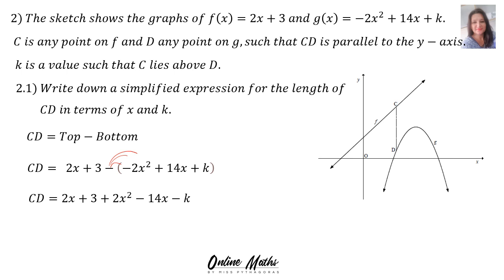14x minus k. And then I'm going to add my like terms. 2x and minus 14x is negative 12x, and I'm going to write my answer in proper descending order. Therefore, a simplified expression for the length of CD is 2x squared minus 12x plus 3 minus k.